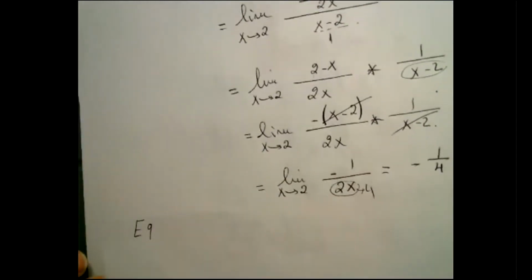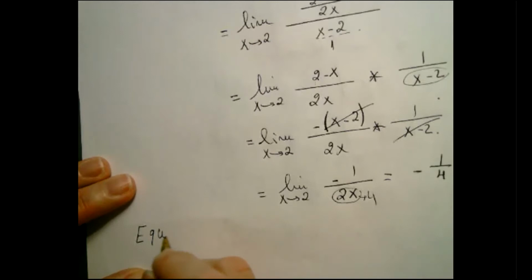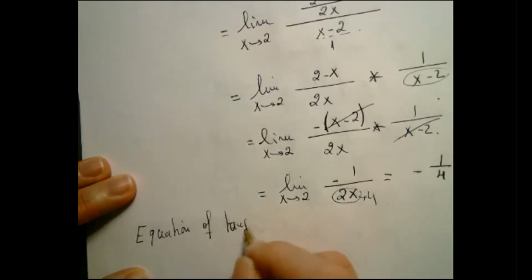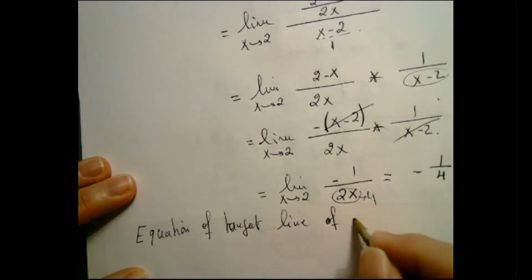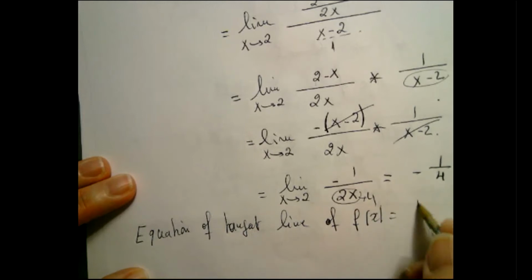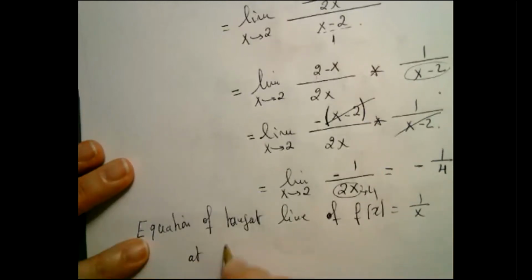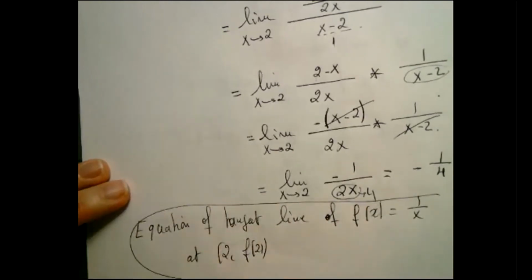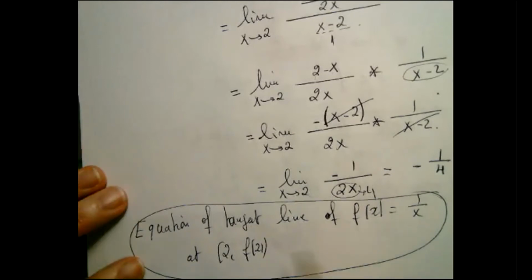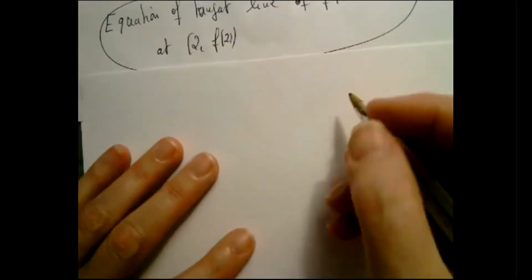Suppose I ask you to do the following. Find the equation of the tangent line of the function f of x equals 1 over x at the point 2, f of 2. Okay, suppose I ask the following question. It's the same idea as f of x equals 1 over x, but now I'm going to find the equation of the tangent line. It will take me just 2 minutes, my apology for that.